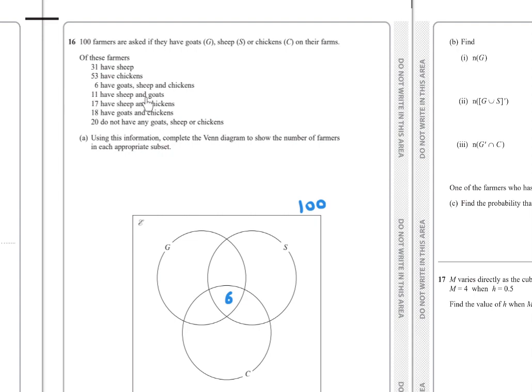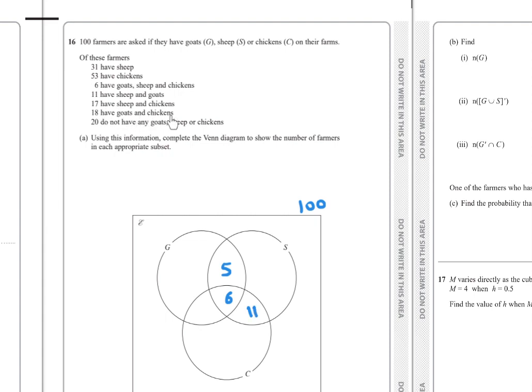11 have sheep and goats. Sheep and goats, this region contains 11. Now we have 6, so 11 minus 6 equals 5. 17 have sheep and chickens, so this region contains 17. So 17 minus 6 equals 11.